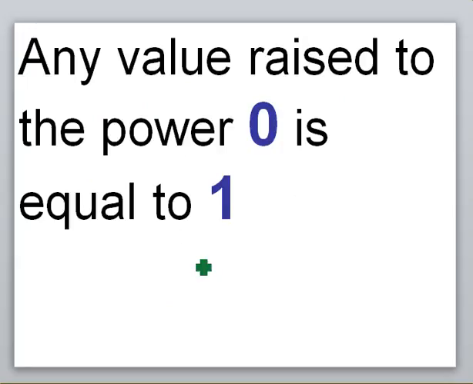So I'll just give you a couple more examples of that. I could say 4 to the 0 power, that's 1. I could say 2.76 to the 0 power is 1. So anything to the 0 power is always going to be 1.